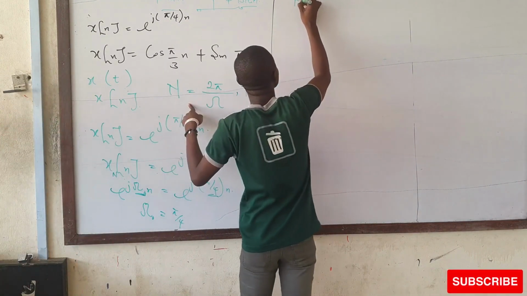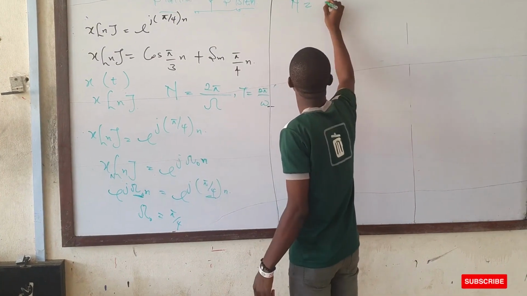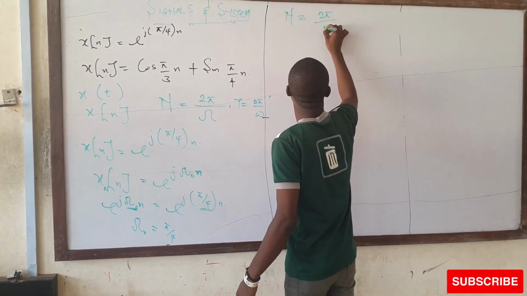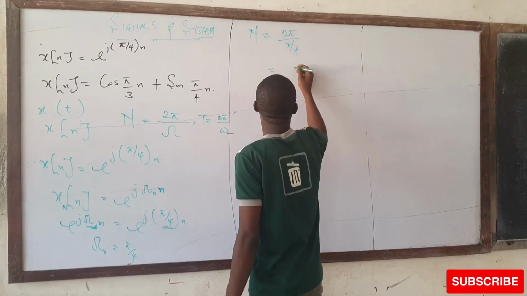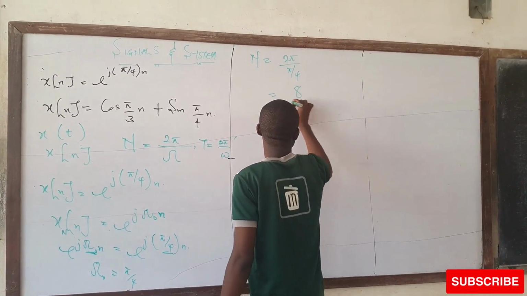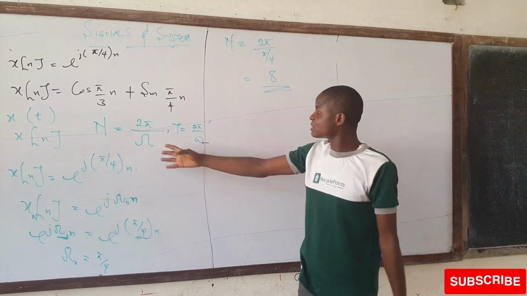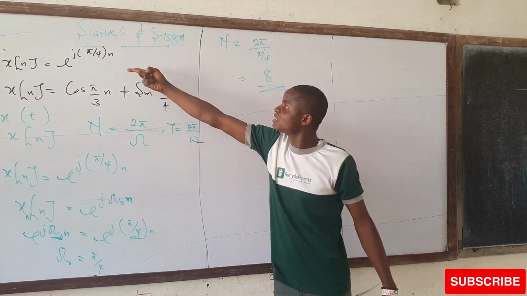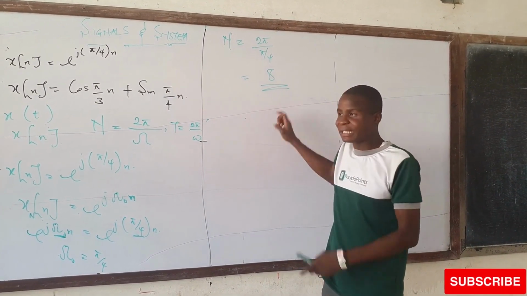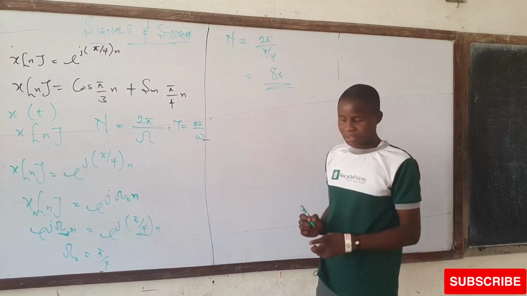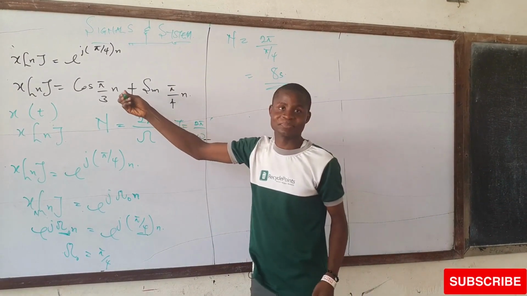So I'm left to calculate my N. My N in this case is given as 2 pi over pi over 4. Hence, I have 8. So, therefore, the period of this discrete time signal is actually 8 seconds. Now, let's move to the second one.